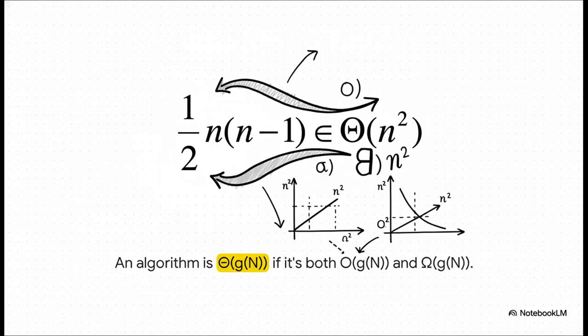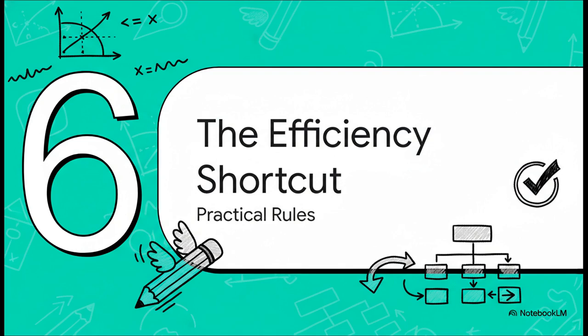So this is the crucial point. For an algorithm to be described as big theta of n squared, it has to do two things. First, its performance has to be bounded from above by n squared, which means it's O of n squared. And second, it has to be bounded from below by n squared, which means it's also omega of n squared. Its growth is perfectly sandwiched. It's an exact fit.